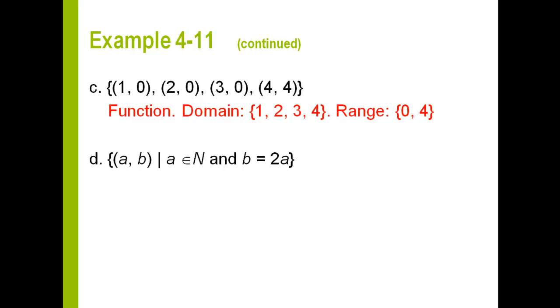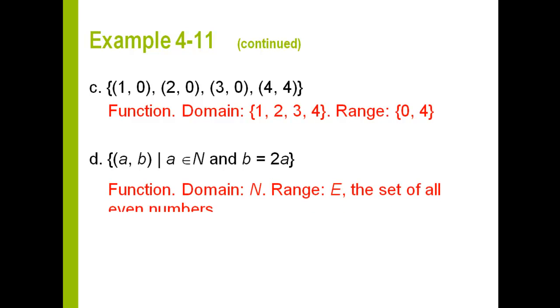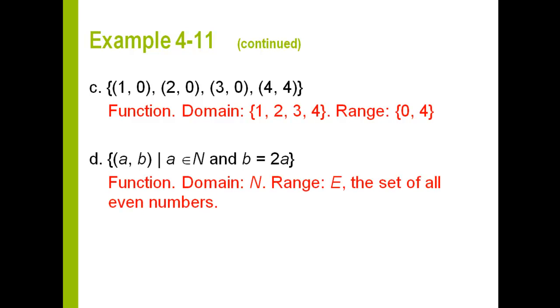For the second one, they're saying A is a natural number, and that's the input, and B, the output, is 2 times A. So the domain is the natural numbers, and the range is all the even numbers, because if we took a number and multiplied it by 2, it would just be our even numbers.